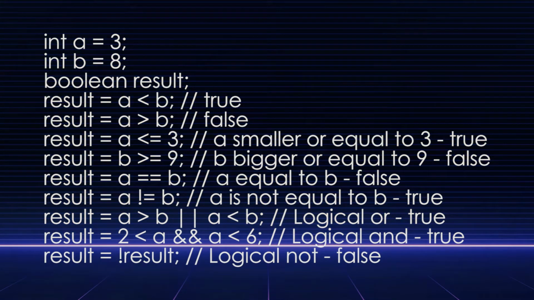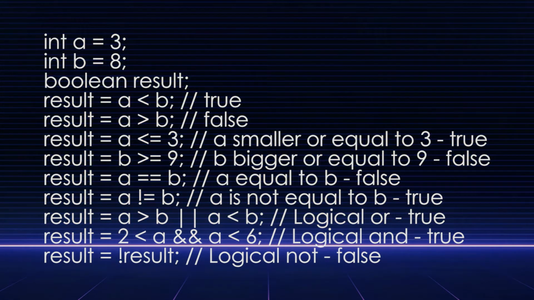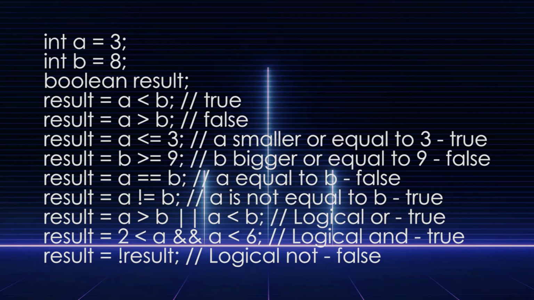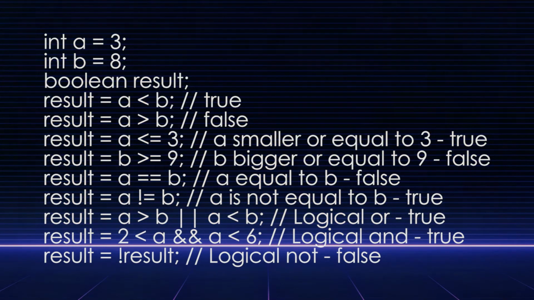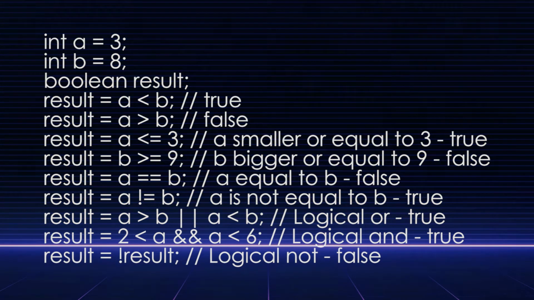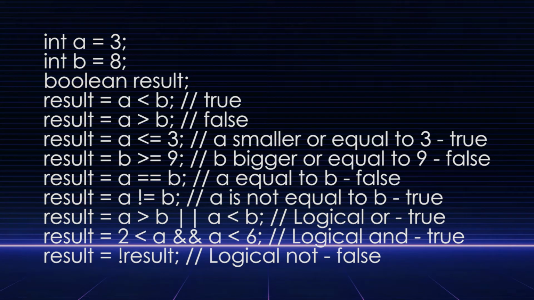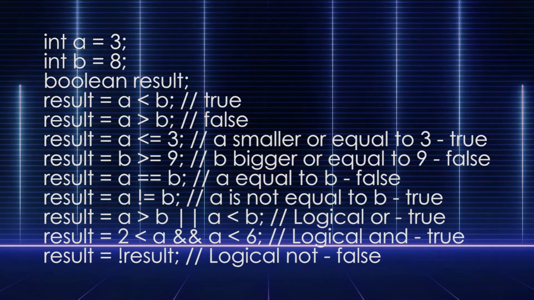For the last one, you can get the opposite of a Boolean with a not operator. As I mentioned earlier, an exclamation point is considered a not operator. So you can take the opposite result of the Boolean value. So if the result was set to true, which let's say it was set to true in the previous line from our AND operator of 2 less than a and a is less than 6, well then the opposite of that would be false. So that is why the result of not result is false.